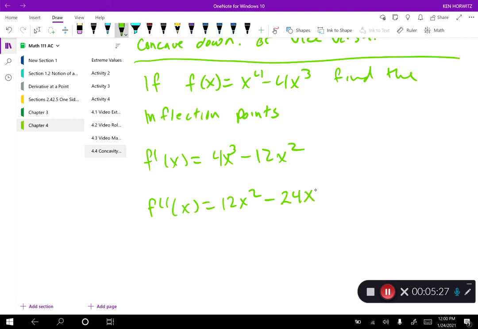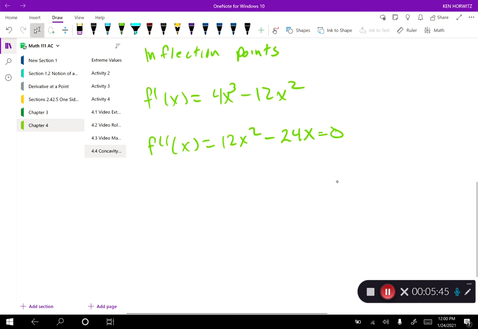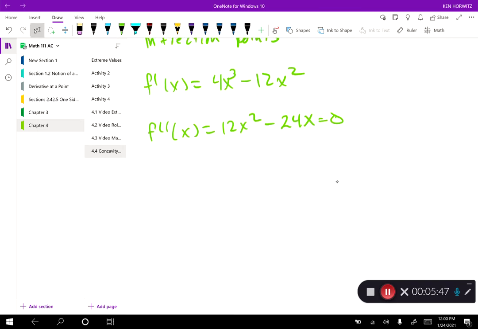Now the inflection points happen where the second derivative is either equal to 0 or does not exist. In this case, the second derivative exists everywhere because it's a polynomial. So we only have to say, where does our second derivative equal 0? At this point, I'm going to ask you to pause the video and find out where it equals 0, and let's get our two possible inflection points.